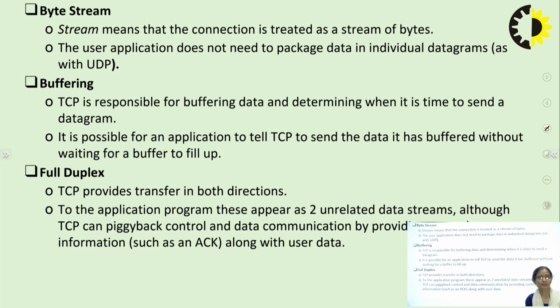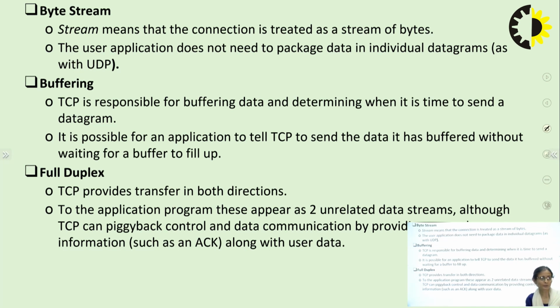Byte stream means that the connection is treated as a stream of bytes, and the user application does not need to package the data in individual datagrams, which is done in UDP. In UDP, we create the datagrams. Buffering: TCP is responsible for buffering the data and determining when it is time to send a datagram. It is possible for an application to tell TCP to send the data it has buffered without waiting for a buffer to fill up.